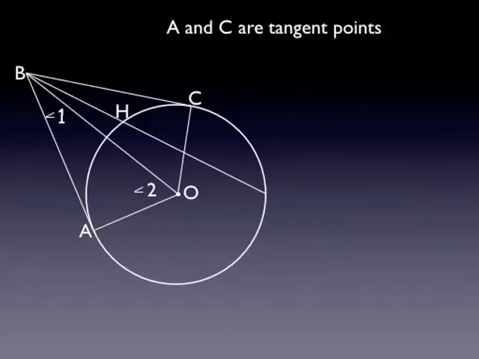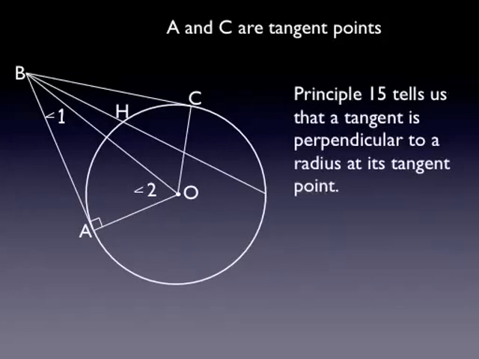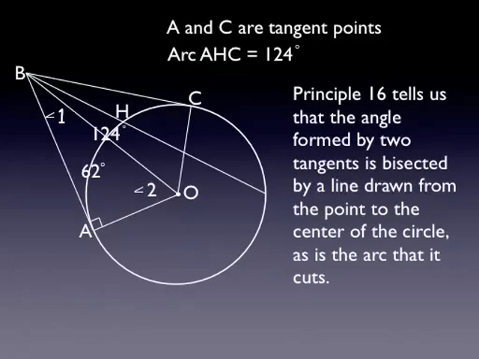They've told us that A and C are tangent points. Principle 15 tells us that a tangent is perpendicular to the radius at its tangent point. If arc AHC is 124 degrees, principle 16 tells us that the angle formed by two tangents is bisected by the line BO, the line to the center of the circle, and that it cuts the arc in half as well. So the 124 degrees divided by 2 is 62 degrees.